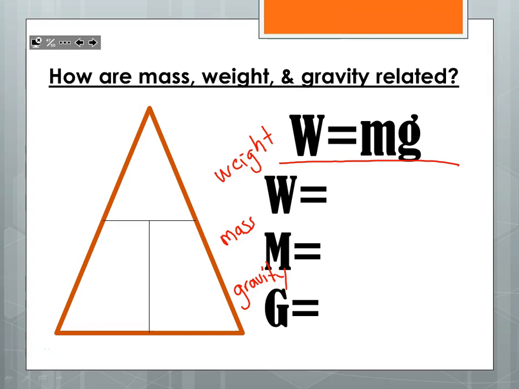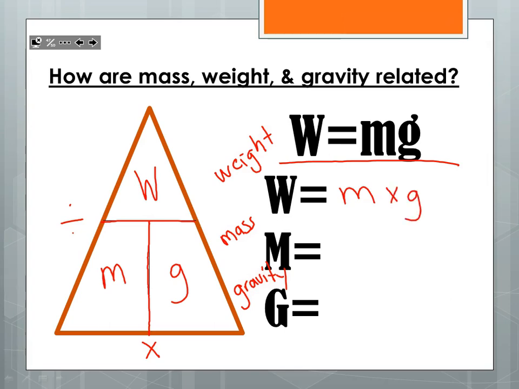And so we can take this 3-point ratio and we can put it into our triangle. And we say that weight is on top, mass and gravity on bottom. So if I wanted to find what weight was, if I put my hand over the W, all I have left on the bottom is mass and gravity. Because this horizontal line tells me to divide the variables, where the vertical line tells me to multiply the variables. So for weight, if I put my hand over the W, I have mass times gravity.